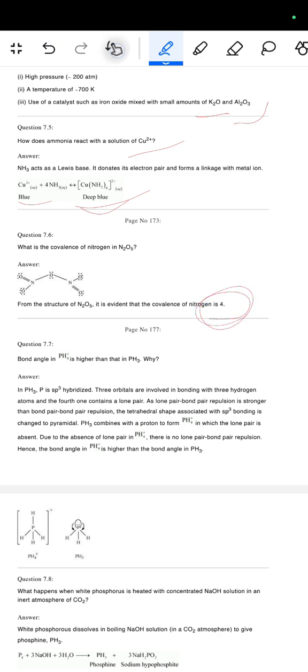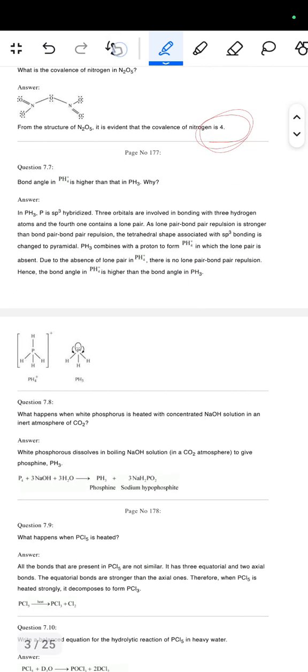4। फिर आता है कि बॉन्ड एंगल इन द PH4+ इज हायर देन दैट इन द PH3 तो इन द PH3 P is sp3 hybridized, 3 orbitals are involved in the bonding with the 3 hydrogen atoms and the fourth one contains a lone pair. And the lone pair bond pair repulsion is stronger than the bond pair repulsion. The tetrahedral shape associated with the sp3 bonding is changed to the pyramidal.